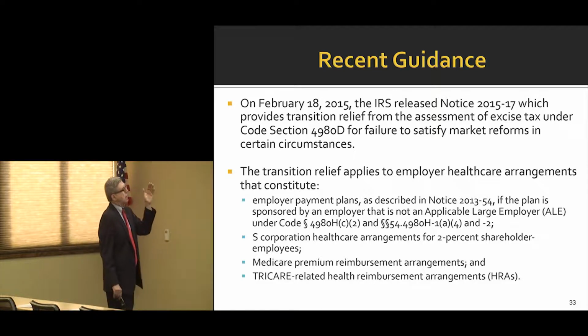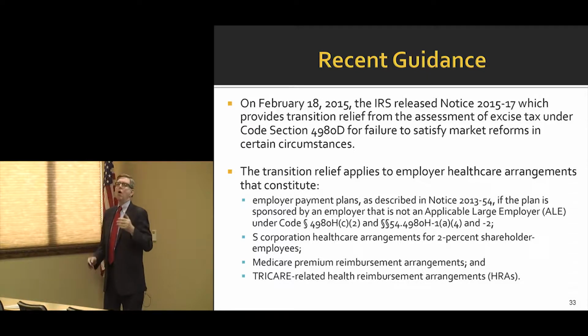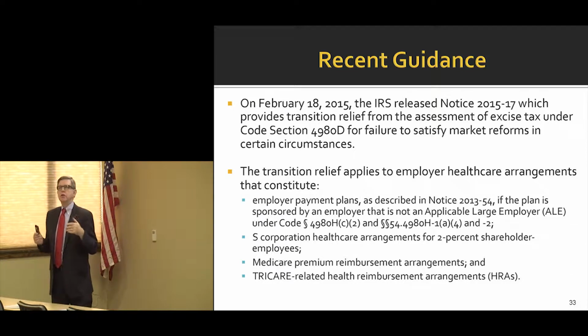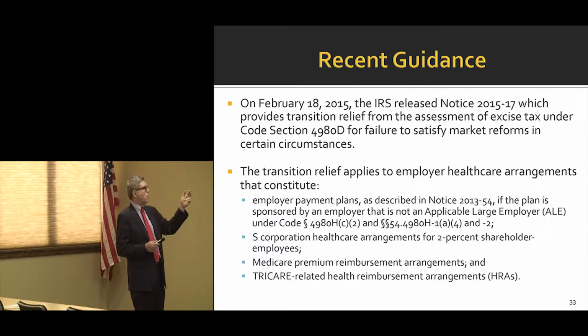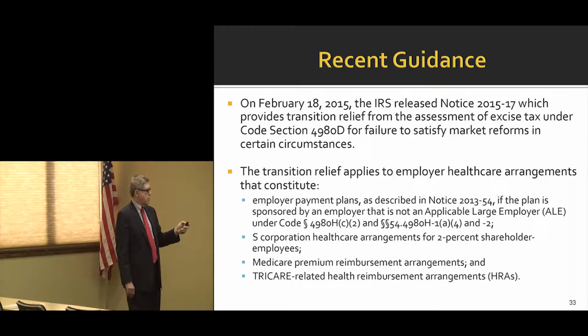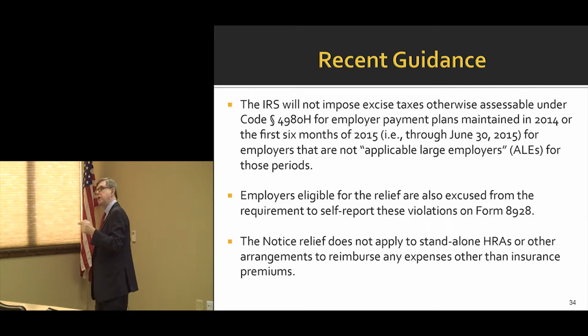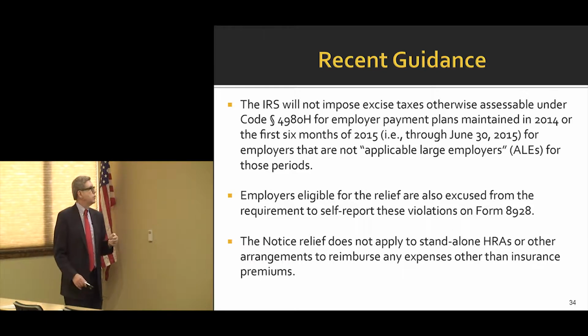Now, on February 18th, 2015, the IRS released Notice 2015-17. And what they said, okay, we're being a little harsh. We're going to create special exceptions. Basically, we're going to create a special exception for small employers to reimburse individual policies. We're going to allow S-Corps to reimburse health care arrangements. In certain situations, you can reimburse Medicare premiums and also TRICARE premiums. So the IRS will not impose any excise taxes for 2014 up to June 30th, 2015 if you are a small employer and are reimbursing your employees for individual coverage.